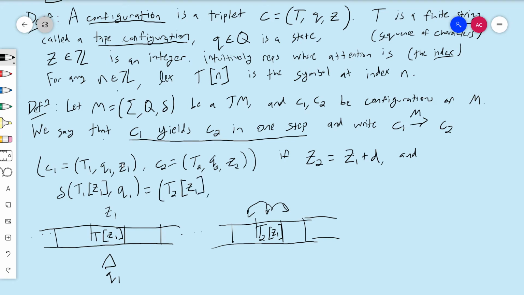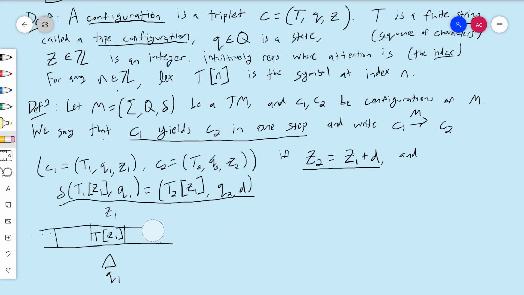And then Q2 has to be the state that it outputs. And then D is the direction, where Z2 equals Z1 plus D. I probably should have said this first and then this second, but these are the two conditions: Z2 equals Z1 plus D, and then this is the relation that has to be true. So this is what it means for C1 to yield C2 in one step. It's just a formalization of the transitions between configurations that we're envisioning.